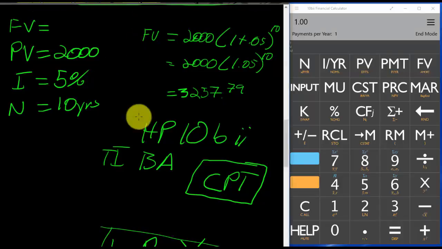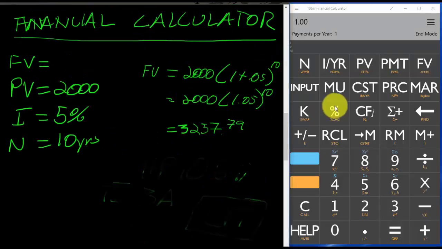Okay, so let's go back to our problem. Let me see if I can erase these buttons up here on top. N for number of payments, I for interest rate per year, PV for present value, and I'm going to skip PMT and go to FV for future value. Those are the buttons that we're interested in.